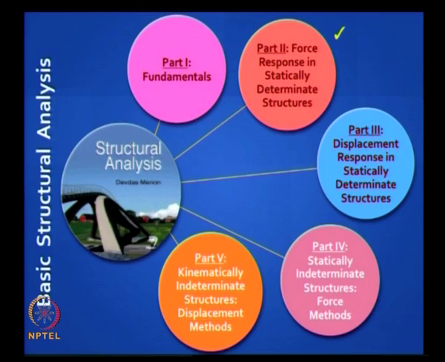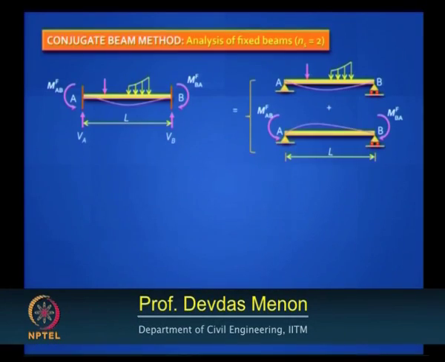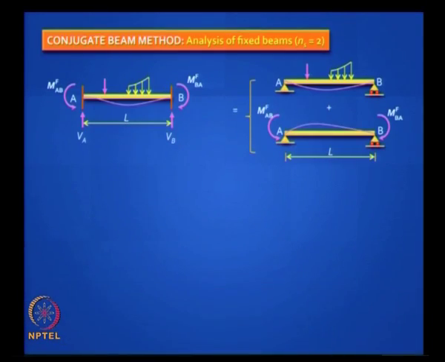So just to remind you, the book we are following is structural analysis, and you need to refer to the book to look at the problems and the solved examples. So we were looking at the conjugate beam method, and here you see how it can be applied to solving fixed beams. This is a fixed beam AB with arbitrary loading, gravity loading.